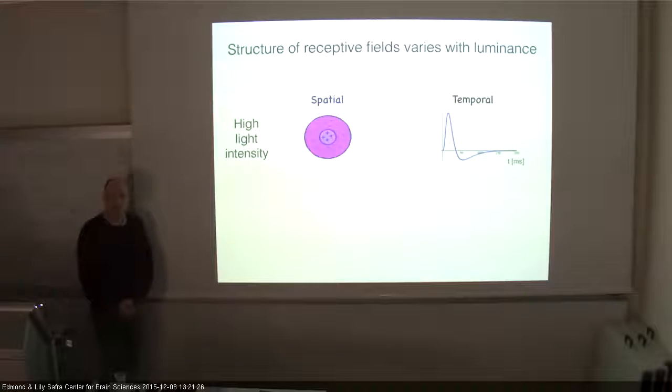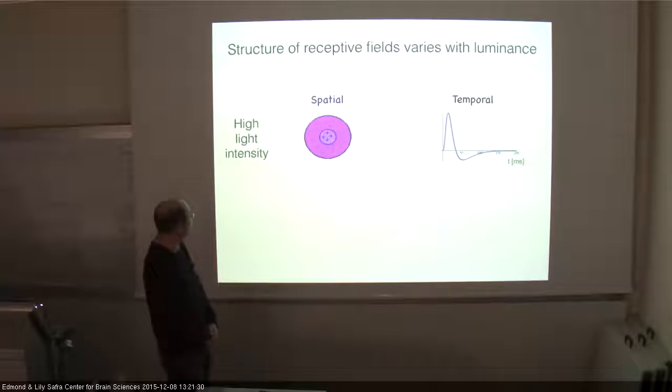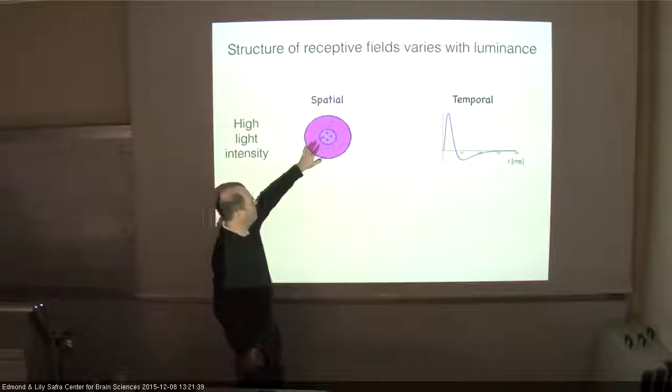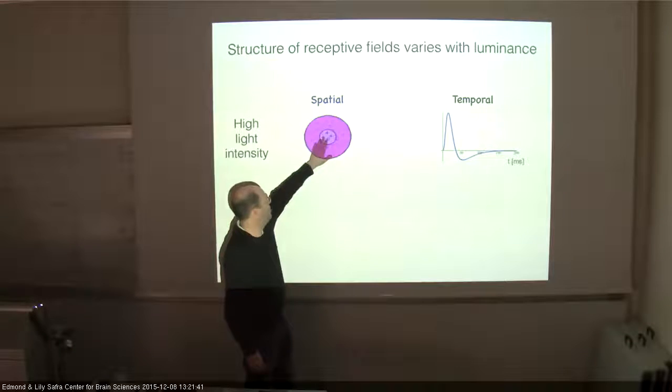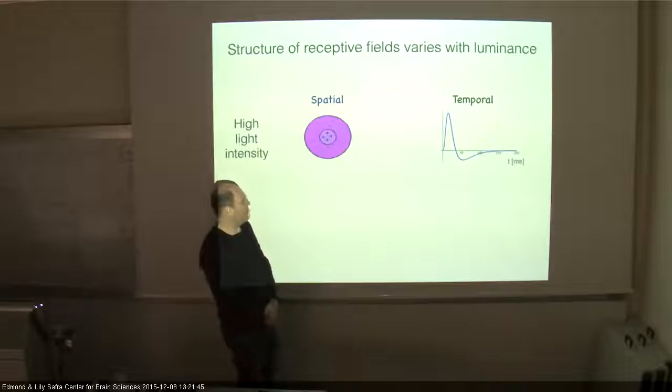But in fact, it turns out that this is not always true. So if we measure the response of the ganglion cell in full daylight or in strong light, it has this center surround receptive field in space and also this derivative response in time that I discussed before.